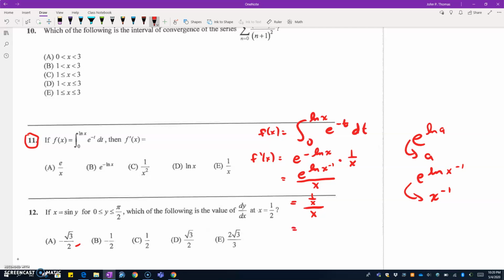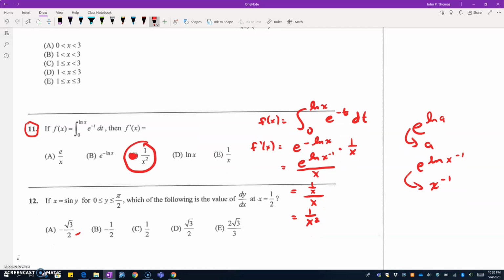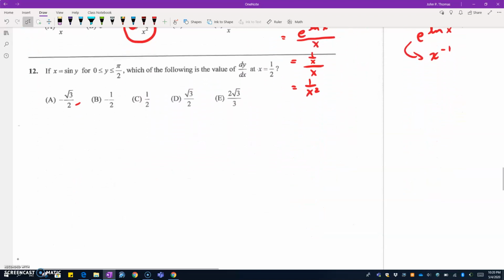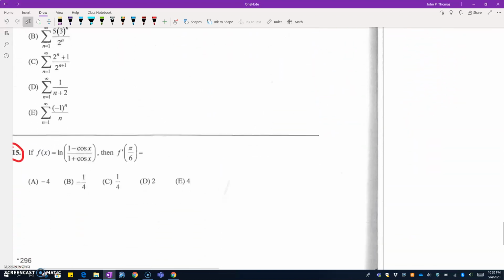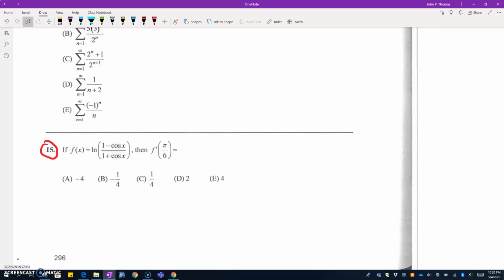Now, if I multiply by the reciprocal to clean that up, that's 1 over x squared. At this point, we would have everything we need, so we go back, and our correct answer is C, for the derivative. Now, moving on to the next commonly missed one. I believe we have one more. Yep, number 15.